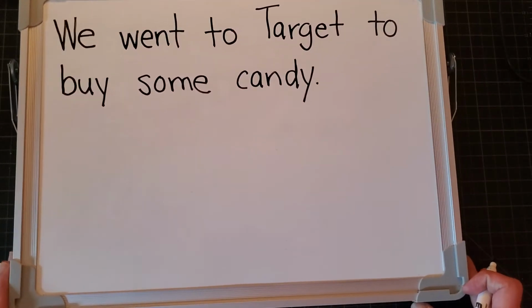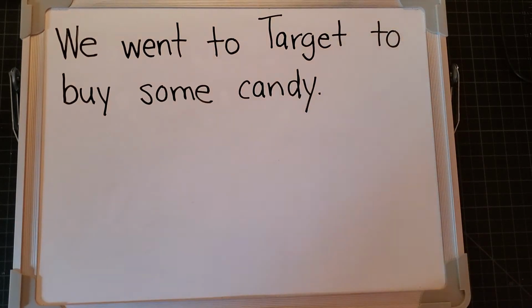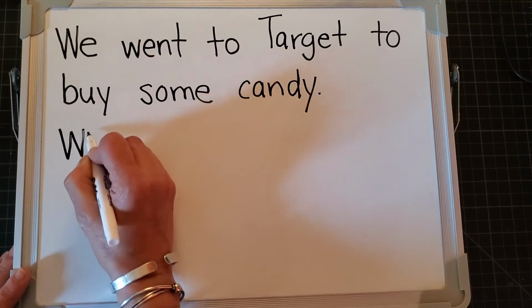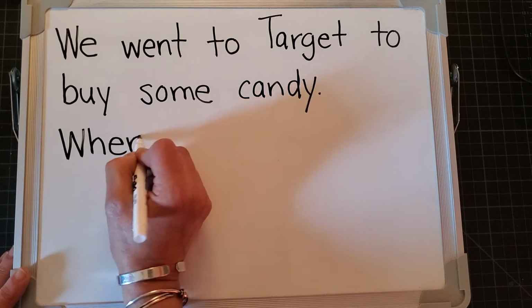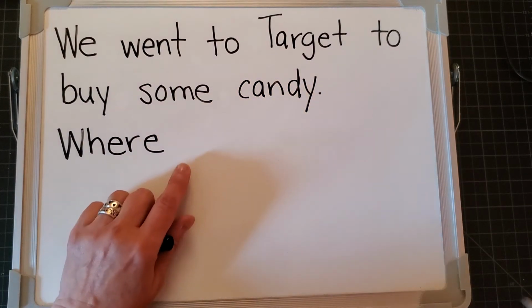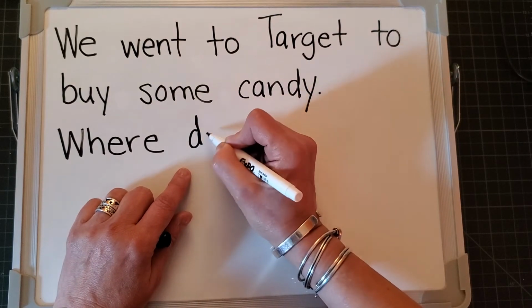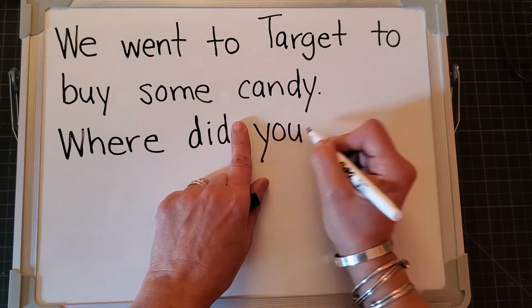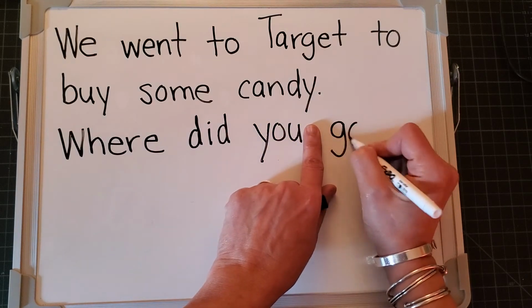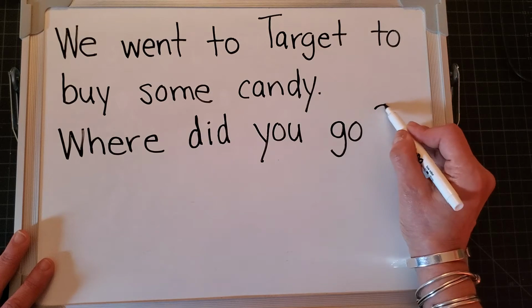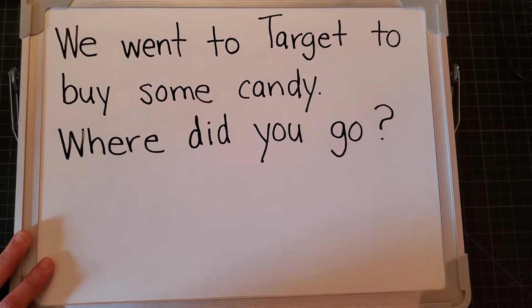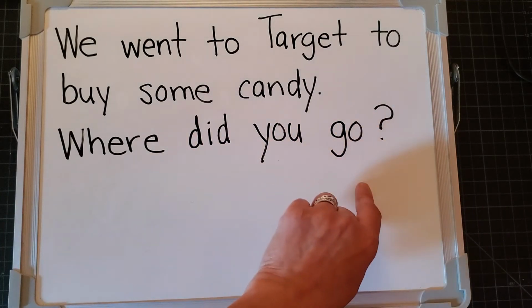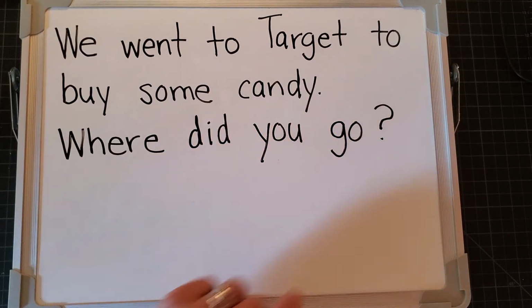If you wanted to ask a question, let's say you want to ask the question, where did you go? You could write it like this. Where did you go? You're going to add at the end of that a question mark. Capital and end mark. Where did you go? It's a question.